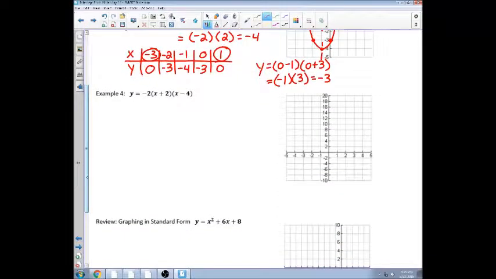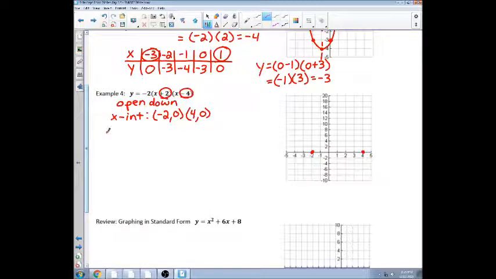Example 4, do not worry about that -2 early on, other than to say that my a value is negative, so this is going to open down. You will not use that -2 until we get to the table and finding the y value for our vertex. So I need to find my x-intercepts. They come from here. Opposite of +2 is -2, 0. Opposite of -4 would be +4, 0. So -2, 0 is here. +4, 0 is there.